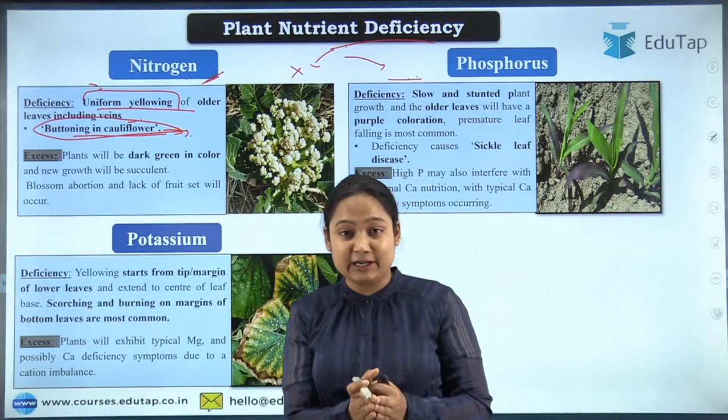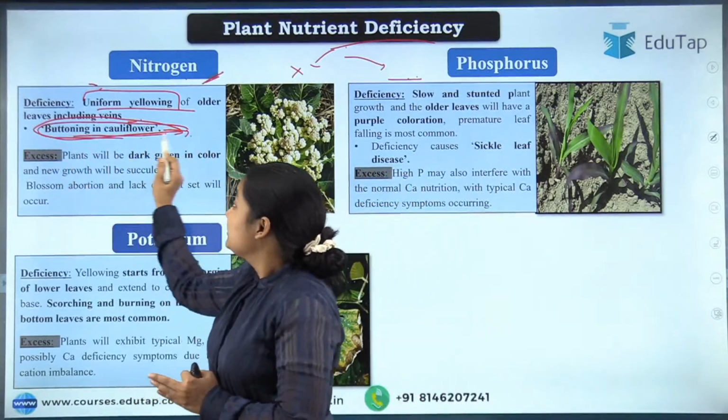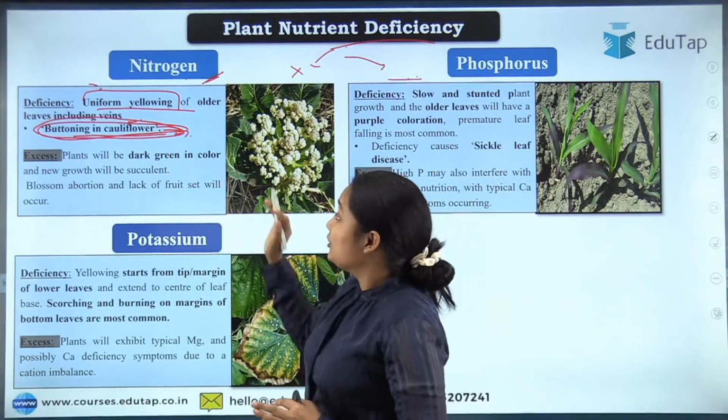So that kind of question can come. So again, focus on the crop and the particular disease. Okay, so let's move to nitrogen.